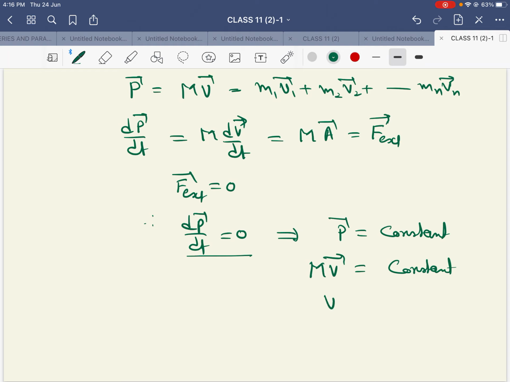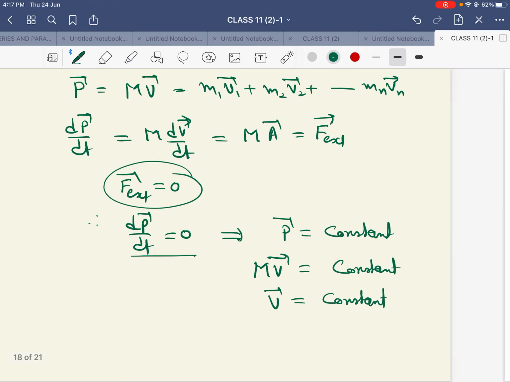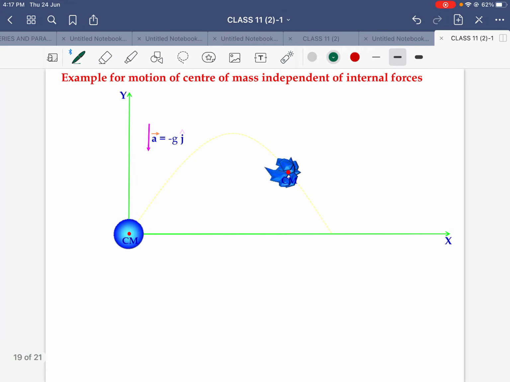It means velocity V is equal to constant. That is, the velocity of the center of mass is constant. Velocity of the center of mass remains constant when the total external force acting on the system is equal to 0. That is, there is no external force acting on the system. Now let us take an example for motion of the center of mass being independent of internal force.